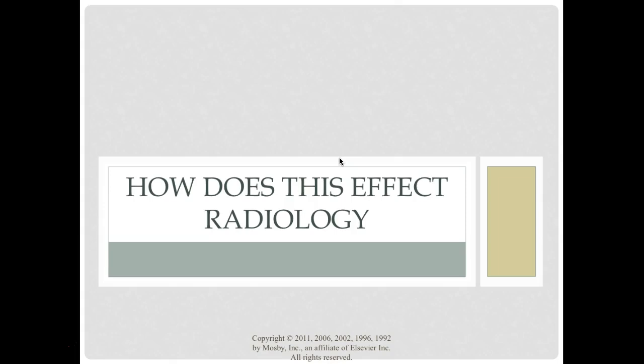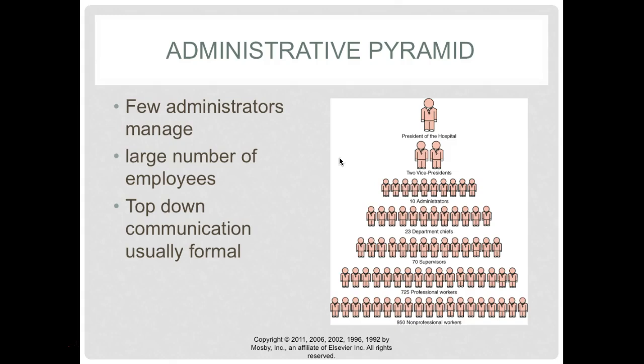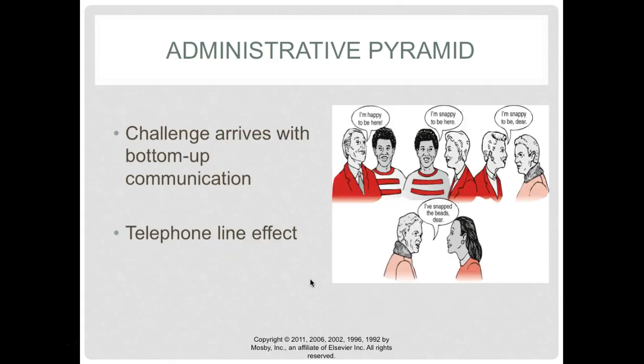How does this affect radiology? If you look at the pyramid, normally there's the CEO, a couple of vice presidents, a bunch of administrators, then a bunch of chiefs or directors and supervisors, and then a bunch of workers. You have your professional workers, which would be us, and then your non-professional workers, which is your support team. It's top-down communication, usually in a formal manner. Policy changes state that you need to do this now instead of that. So, top-down.